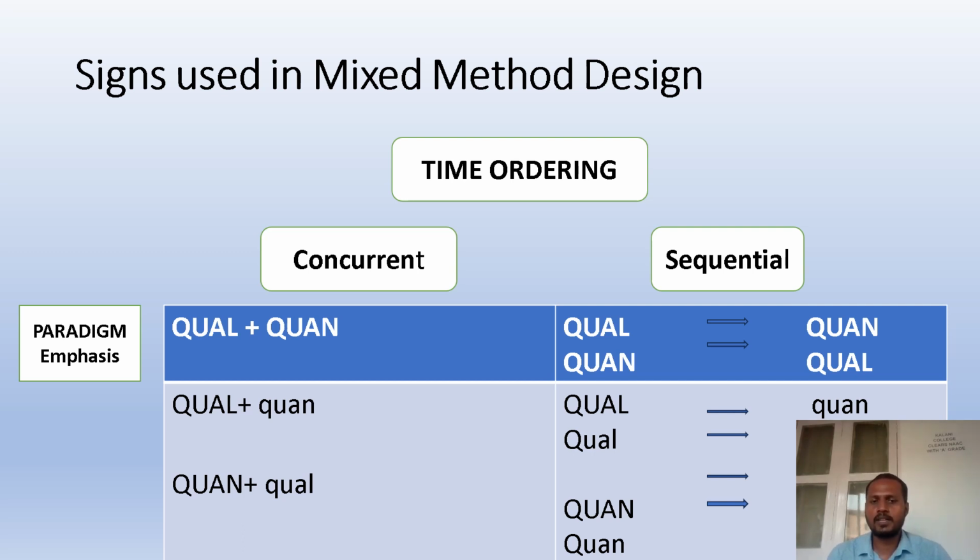In this particular type, concurrent design is used. Sequential design means that when you are collecting quantitative data, after some time you will collect qualitative data. If you start with quantitative data, then after that you will collect qualitative data. So there may be n number of sequences on the basis of your objectives. Here I give one example: the academic achievement of a particular student.